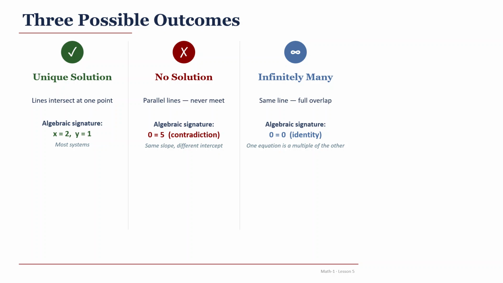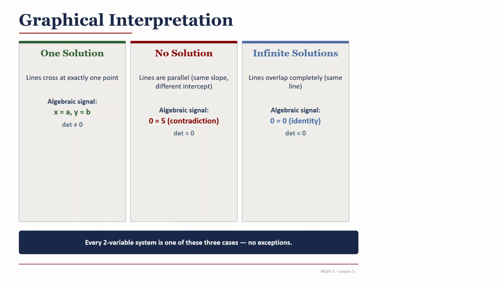Bucket 3, infinitely many solutions. The two equations describe the same line. One is a scalar multiple of the other. Every point on the line satisfies both equations. Elimination collapses to 0 equals 0, an identity that is always true but tells you nothing new. The solution set is the entire line. Let us look at these three outcomes visually.